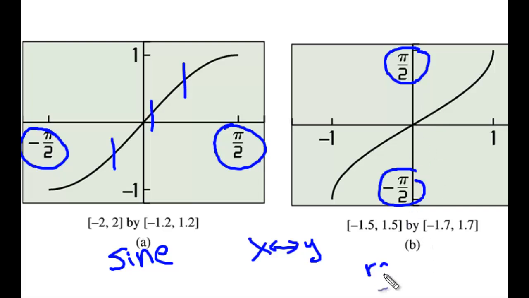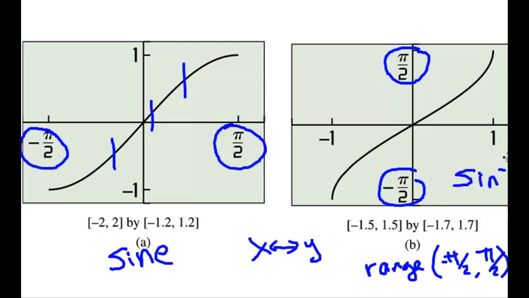This is our range. Our range is now negative pi over 2 to pi over 2. And basically, that is the right-hand side of the unit circle. And this is our inverse. And we can write it as the inverse of sine, with a negative 1 there. And it is a function.